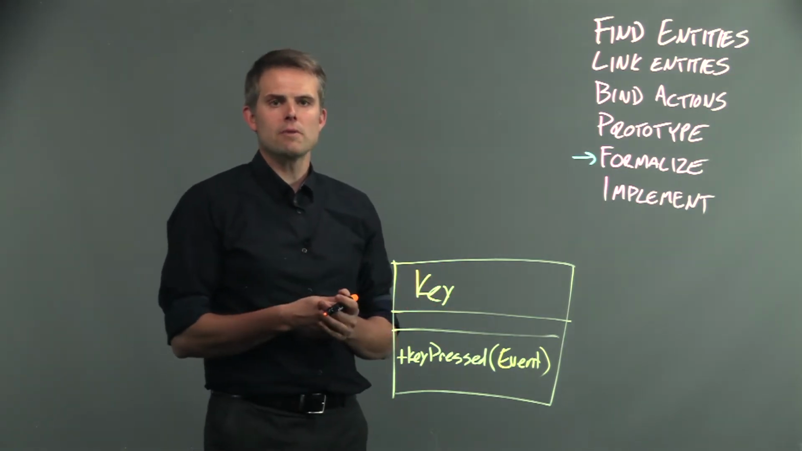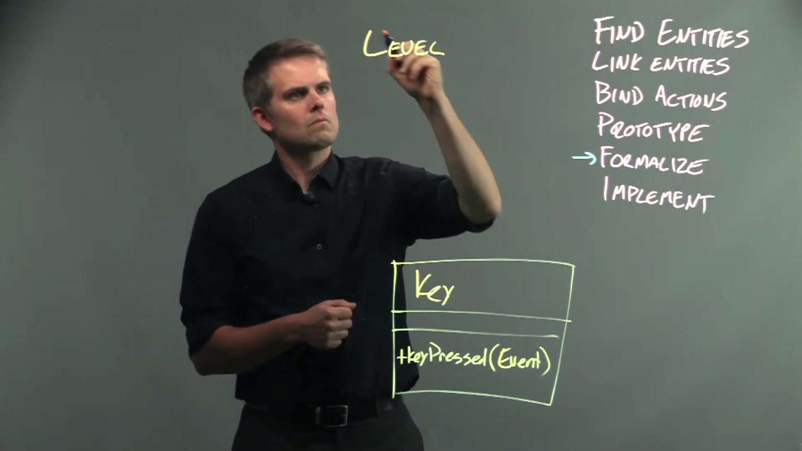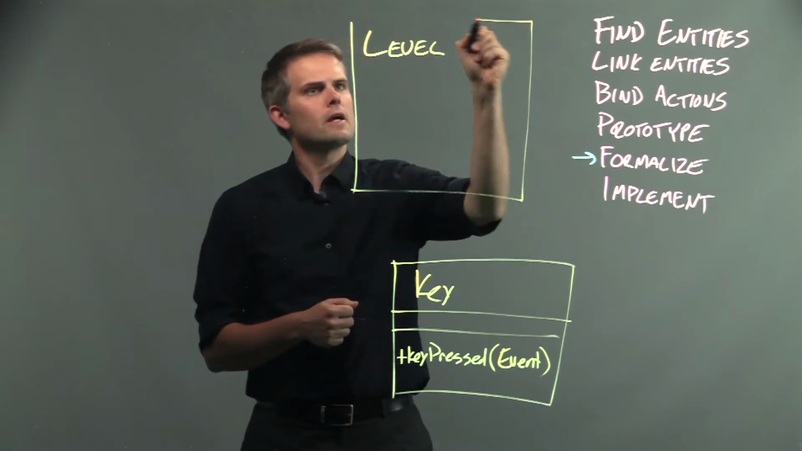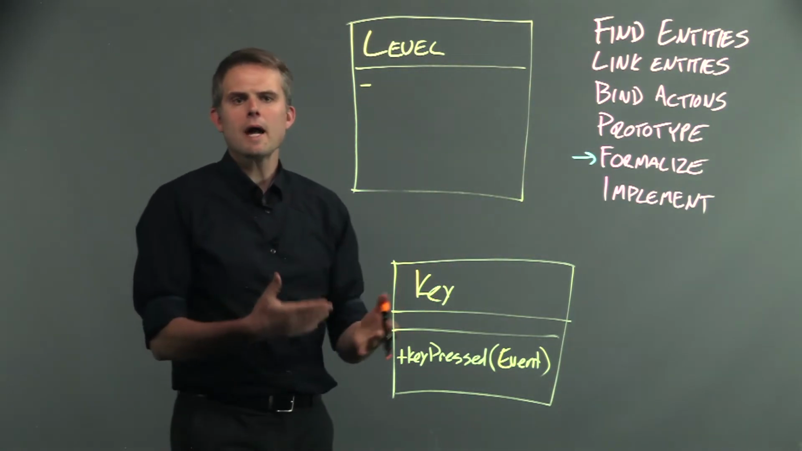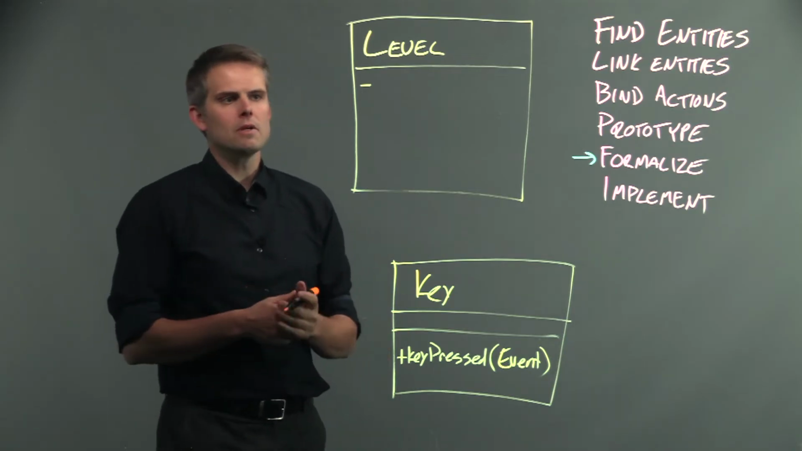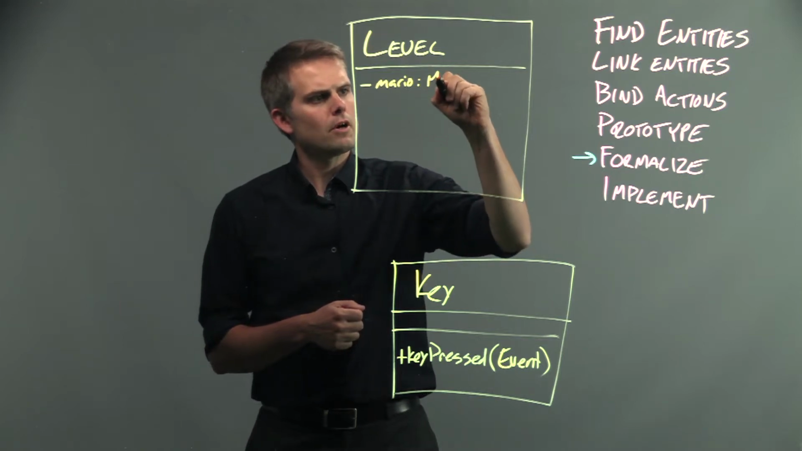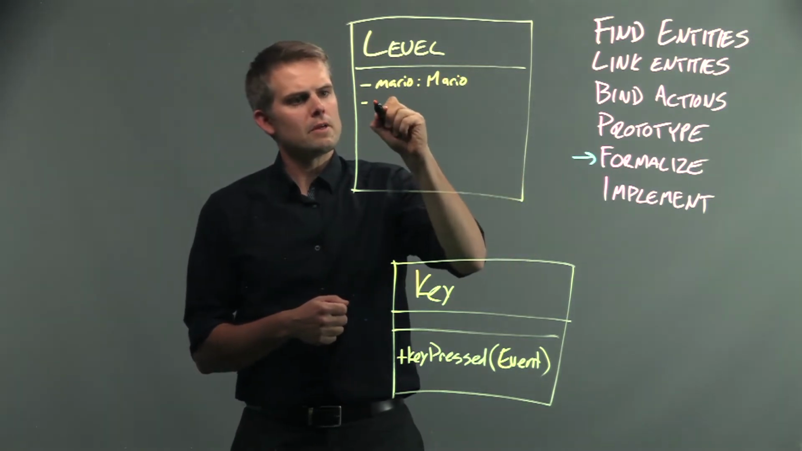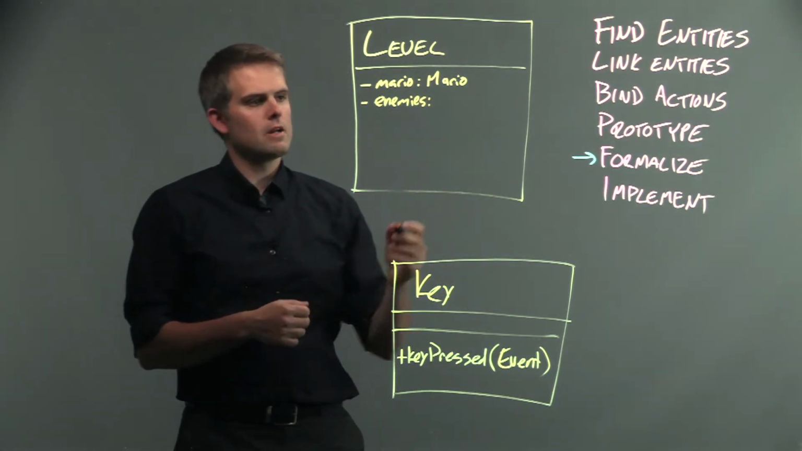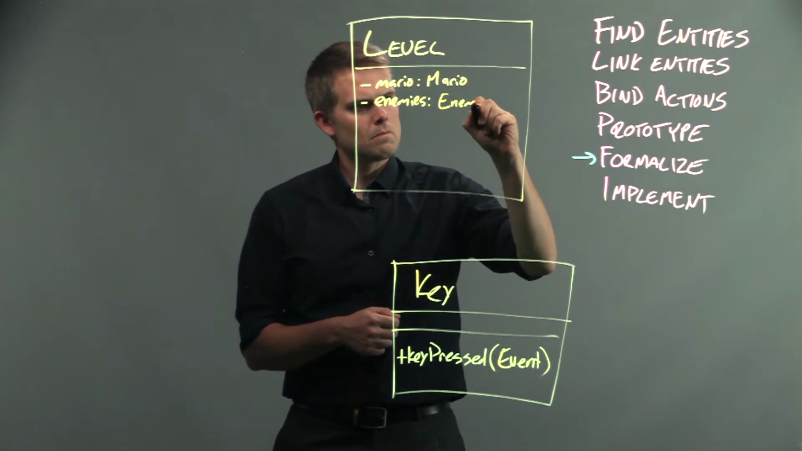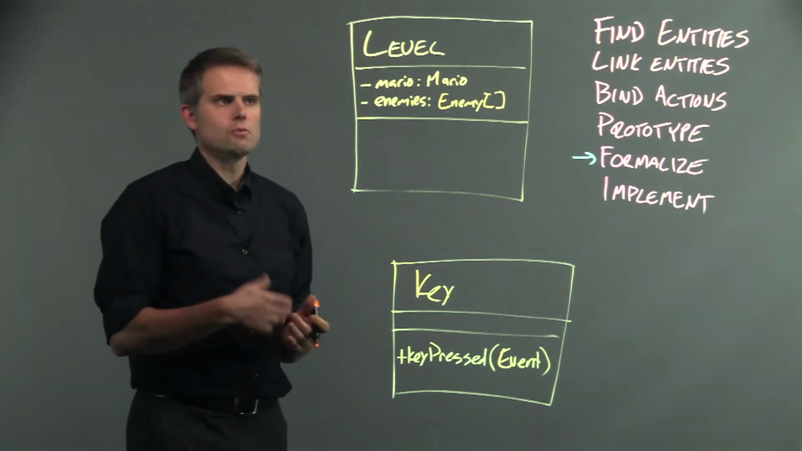So let's get the level class up there next. So the level class is quite a bit larger, right? It has these two new private fields that capture this notion of Mario and enemies. So the first is obviously Mario, and Mario has type Mario. And we have enemies, and enemies is just an array of enemy. So those are the two main fields within level.